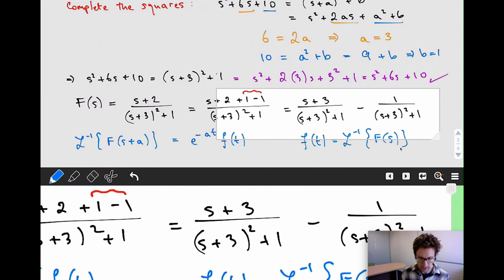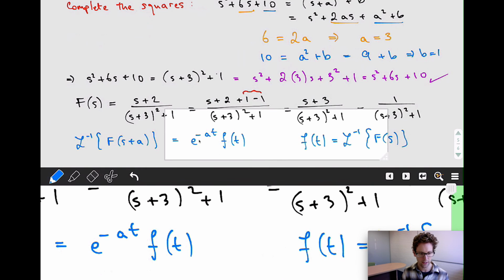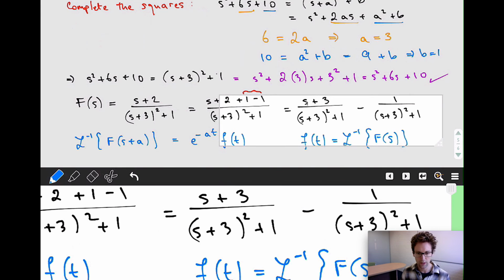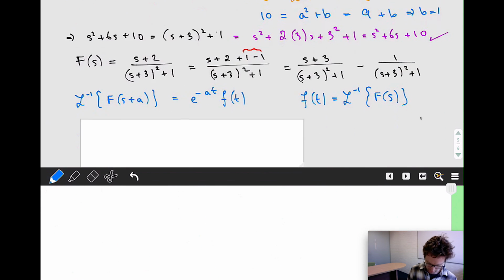You can see that I have a function here that's been shifted by 3. I have a function here that's been shifted by 3. So in each of these cases, I'm going to end up with e to the minus 3 times t. But then I need to figure out what f of t is going to be. I need to figure out what the unshifted functions are. So let's take a look. If I remove the shift here, I'm going to get s over s squared plus 1, and I'm going to get 1 over s squared plus 1. So in both of these cases, we've got a sine and a cosine, right?